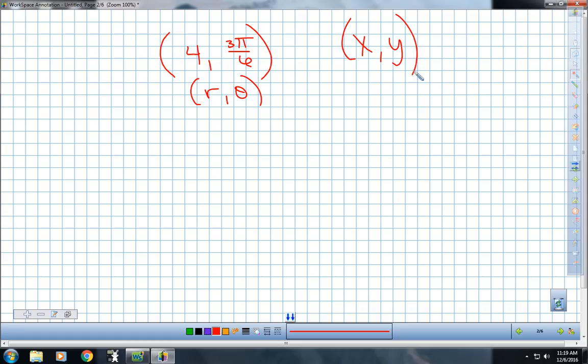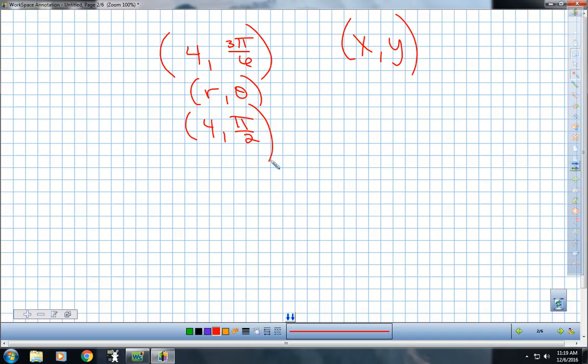How about the ordered pair 4, 3 pi over 6. Okay? So we want to convert this. This is currently in r theta. It's a polar coordinate, and we want to convert it so that it is a rectangular coordinate. Okay? So I would suggest that you just reduce these first. Can't we just reduce that a little bit and say, well, that's just this, right?